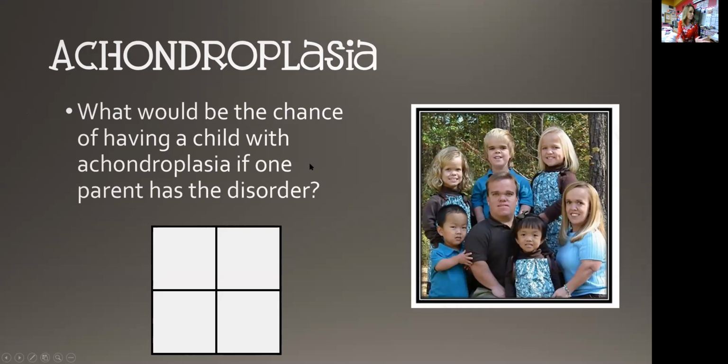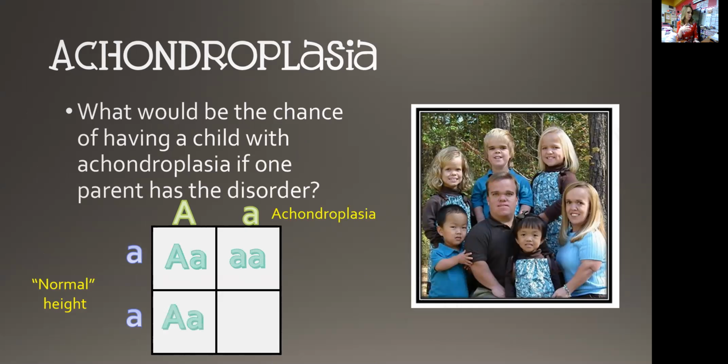Now, if we were to put this in a Punnett square, our question says, what would be the chance of having a child with achondroplasia if one parent has the disorder? Well, to have achondroplasia, you can't have two dominants because that's fatal. So somebody with achondroplasia is going to have one dominant and one recessive, and that recessive just kind of mellows out the dominant a little bit. And someone with normal height would be homozygous recessive because the dominant is what causes the achondroplasia trait.